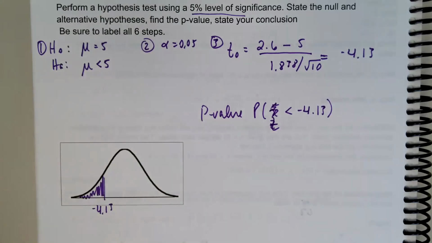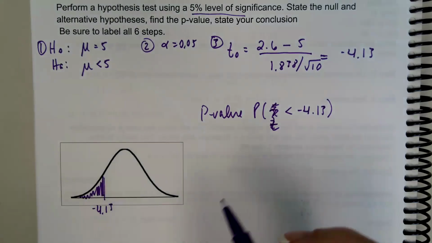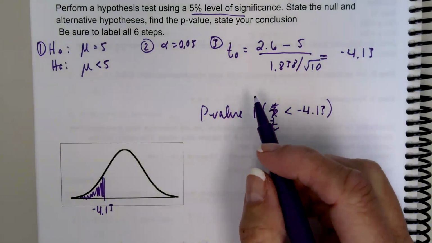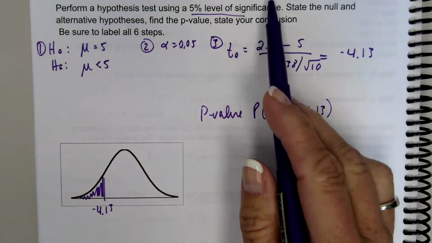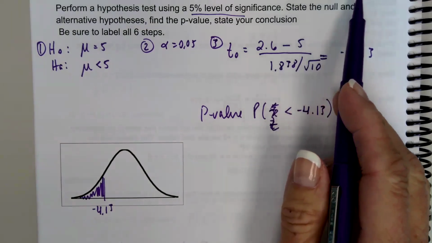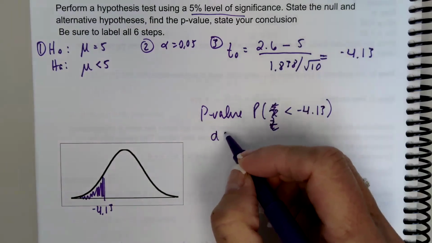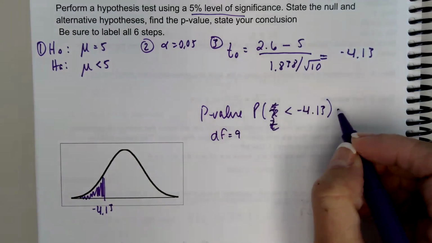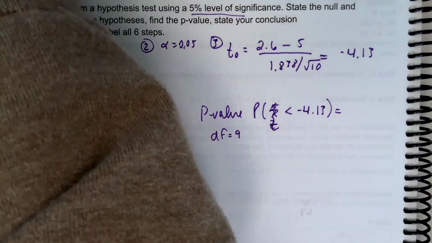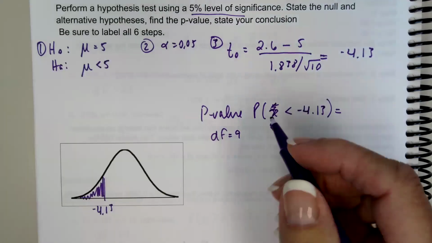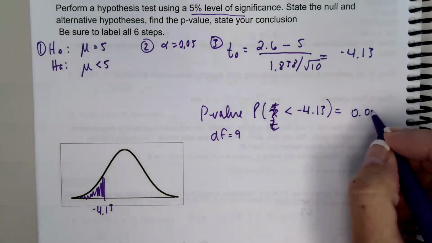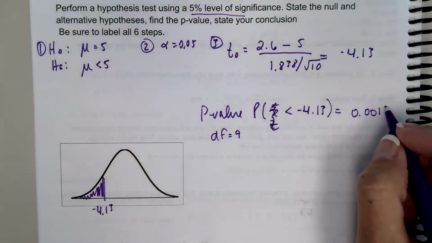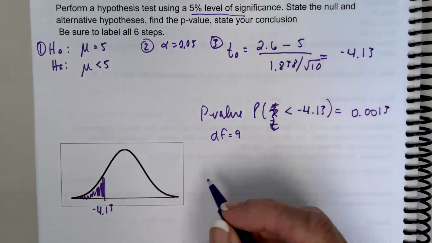And how many do we have in our sample size? The sample is 1, 2, 3, 4, 5, 6, 7, 8, 9, 10. So degrees of freedom is 9. And so this p-value is 0.0013. It's very small.